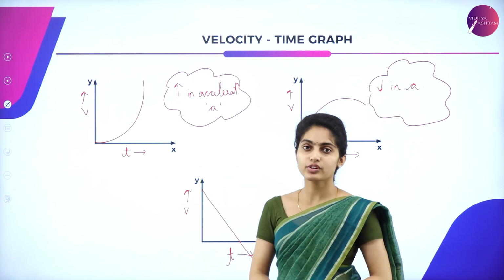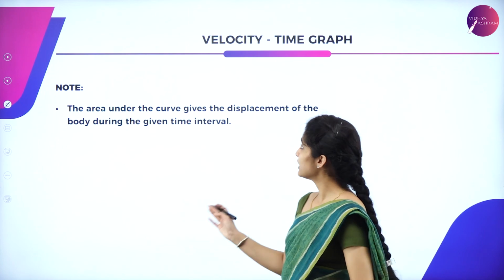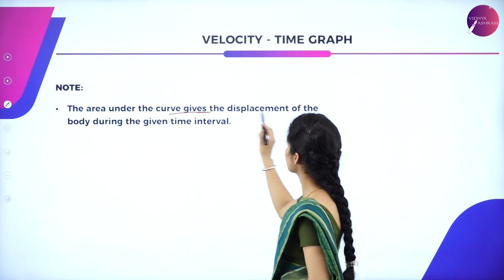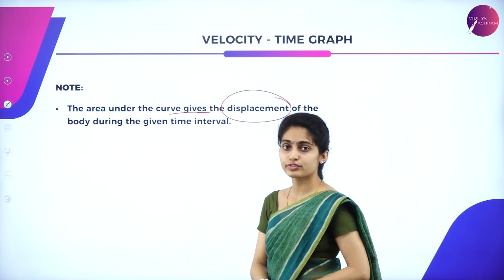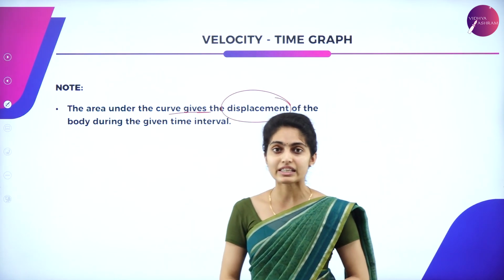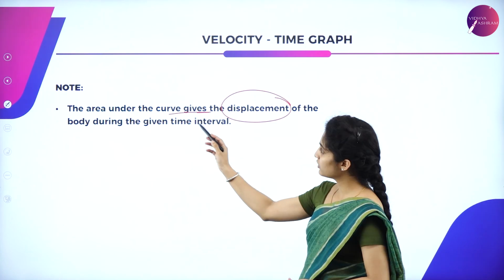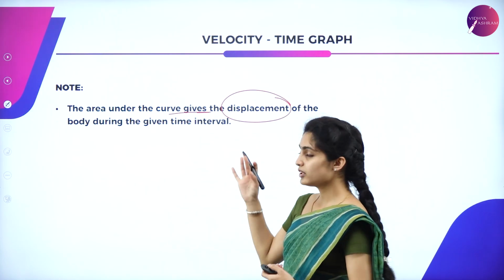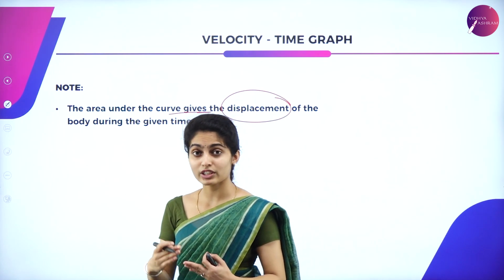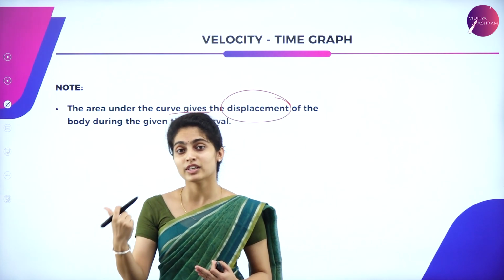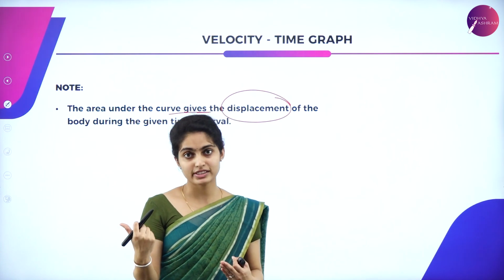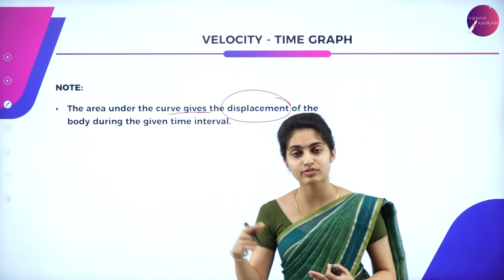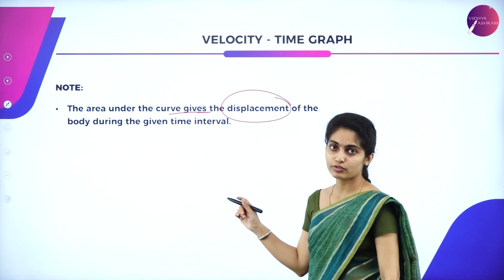So this is all about your velocity time graph. In the next slide, you have the area under the curve. It gives the displacement of the body during the given time interval. So the area under the curve gives the displacement. Whatever comes under the position time graph determines the velocity, whereas whatever comes under the velocity time graph gives you the displacement of an object.